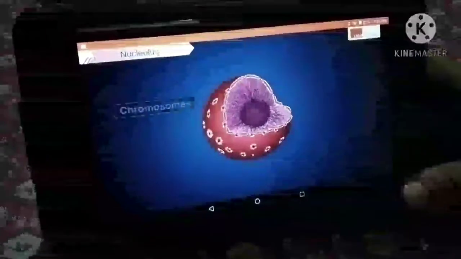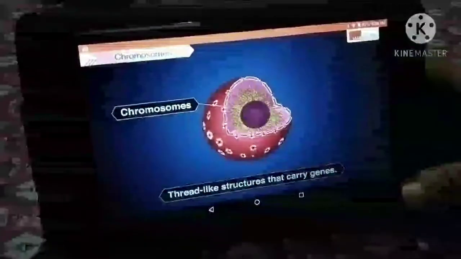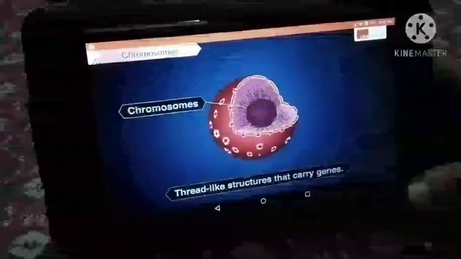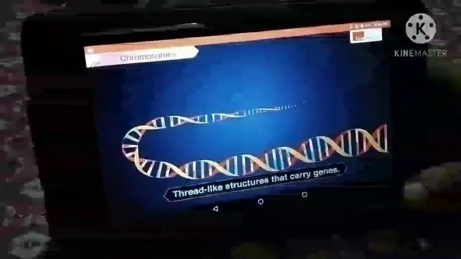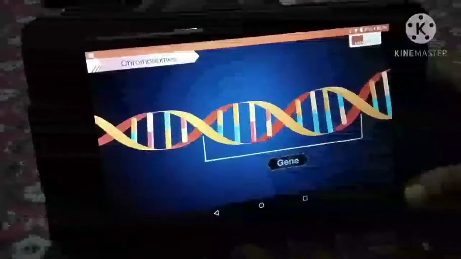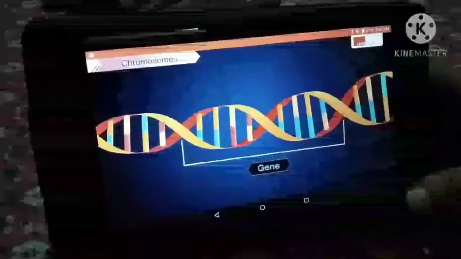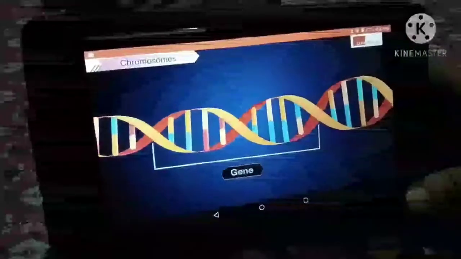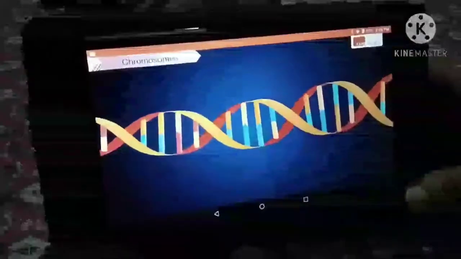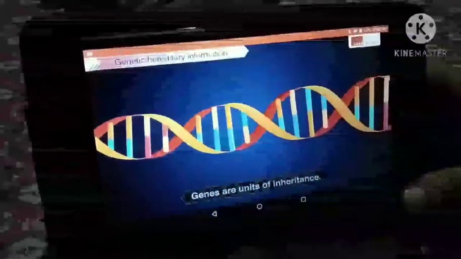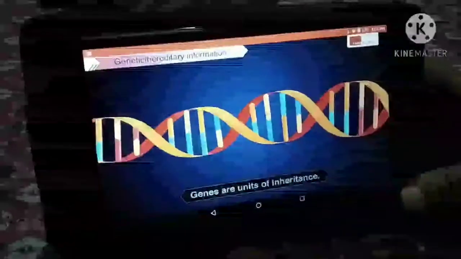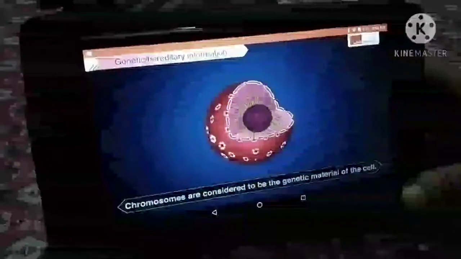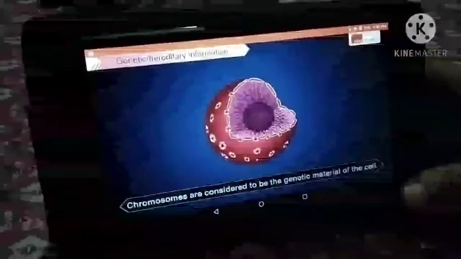The nucleus also has thread-like structures known as chromosomes. Chromosomes carry genes. Genes are the units that carry information about the characteristics that are passed on from the parent cells to the cells of the offspring. This is known as genetic or heredity information. Chromosomes are considered to be the genetic material of the cell.